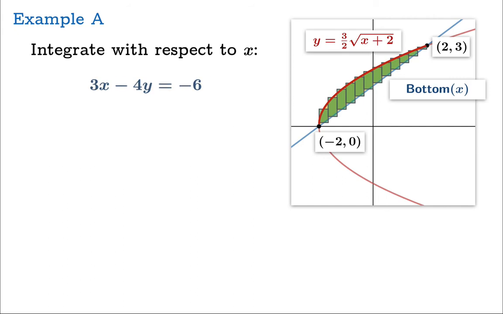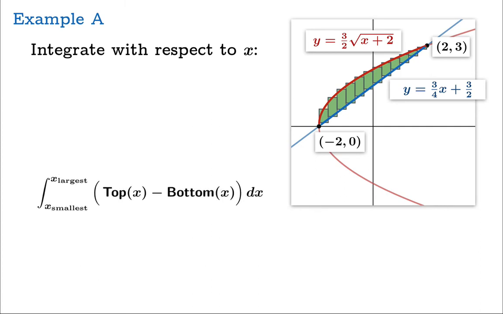Now we need to play the same game for the bottom function. 3x minus 4y equals negative 6, and we're going to solve for y. So in this case, y equals 3/4 x plus 3/2. So that's our expression, once again, of the bottom function as a function of x. And now we're ready to apply our formula. Here's the generic formula. We want to go from the smallest value of x to the largest value of x, and we want to integrate the top minus the bottom as a function of x, with respect to x.